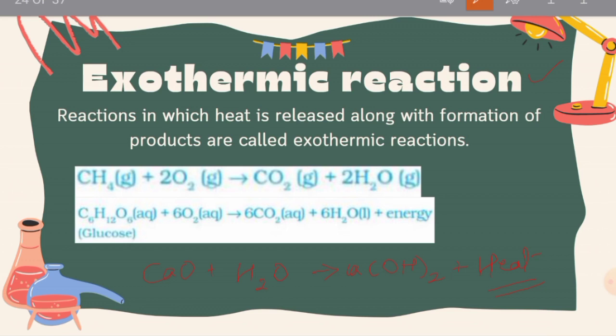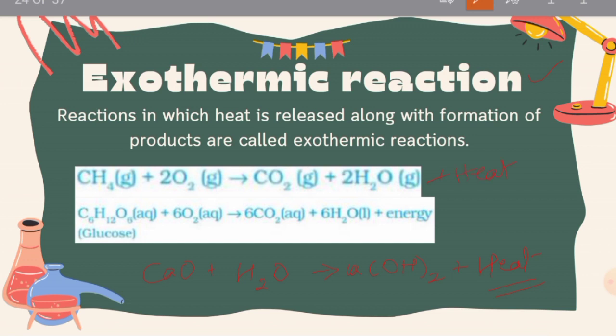There are a few more examples on your screen. CH4, which is methane, or natural gas. When I am burning this natural gas, heat is liberated. The reactants are CH4 plus oxygen, which gives rise to carbon dioxide plus water, and a lot of heat is liberated. This is an exothermic reaction.